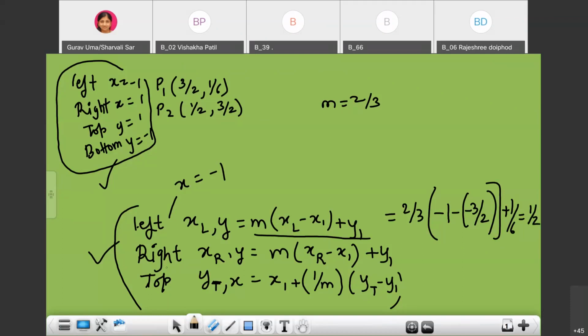Similarly, calculate for the right side. Now tell me, for the right side, the value of x is 1. So put the values the same here. The slope is 2/3. Now x right, the value is 1. So 1 minus 3/2 plus 1/6. The value of this will be 11/6. So the answer is 11/6.